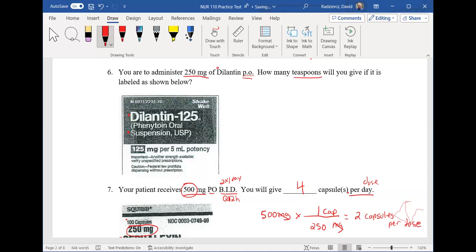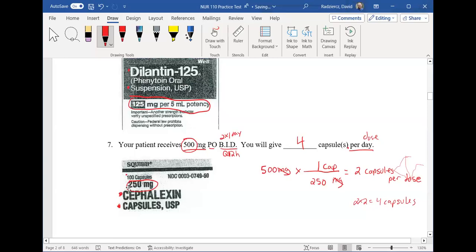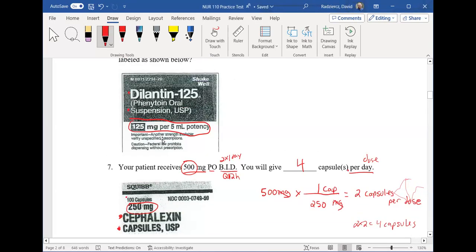So just like the cephalexin question, the next thing I want to know is what is my conversion factor? What is my concentration? What is my available? I realized in the previous question, I didn't do ordered over available, but I will do it for this one. So the next thing I'm going to look for is this right here, where it says 125 milligrams per 5 ml. That is your available, and your quantity. Like in the cephalexin question, your quantity was 250 milligrams per capsule, so your quantity was 1 capsule. For this Dilantin question, your quantity is 5 milliliters. So for every 5 milliliters, they're going to receive 125 milligrams of this medication.